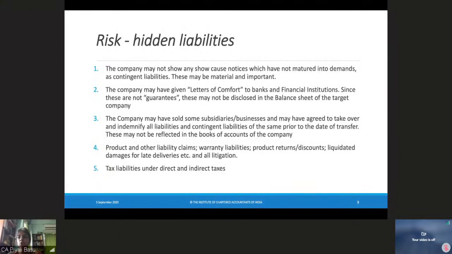The reviewer has to be careful about the hidden liabilities and assets. One has to look into that. The company may not show cause or any show cause notices which have not matured, right? Unless it is a matured liability, it cannot be recorded in the books of accounts. We can't help it. So it should actually be shown as a contingent liability.